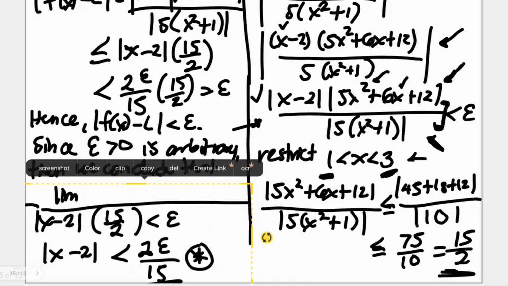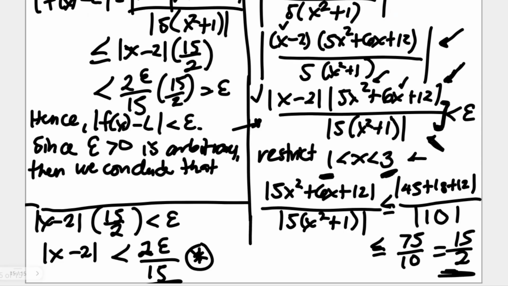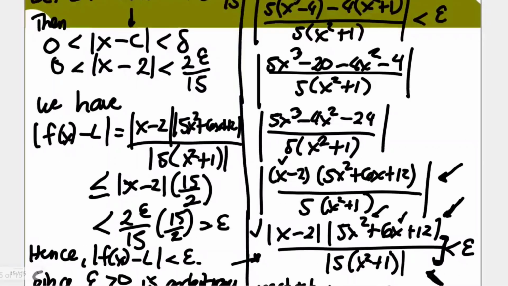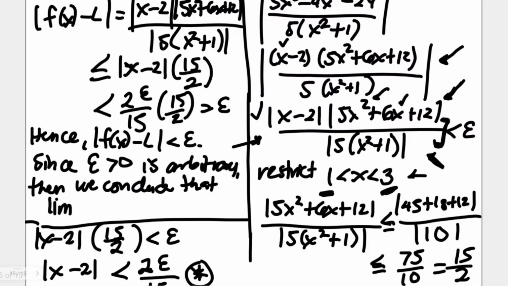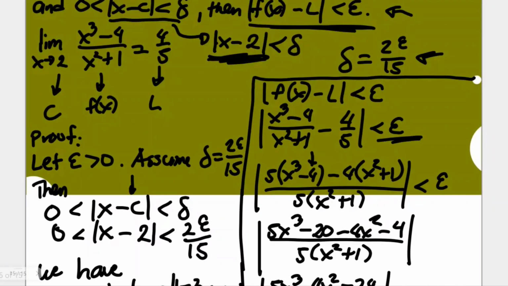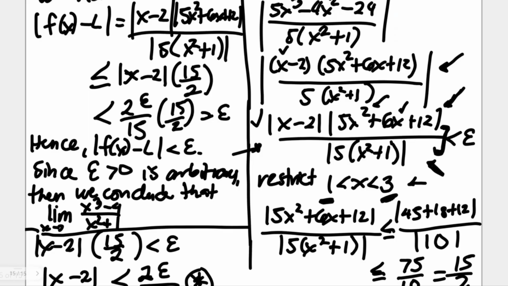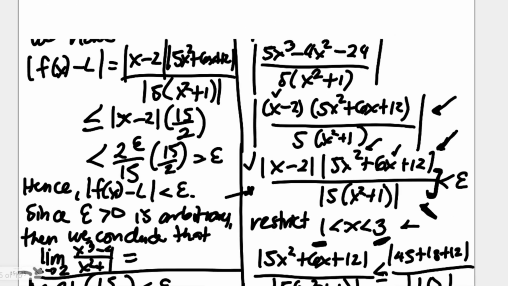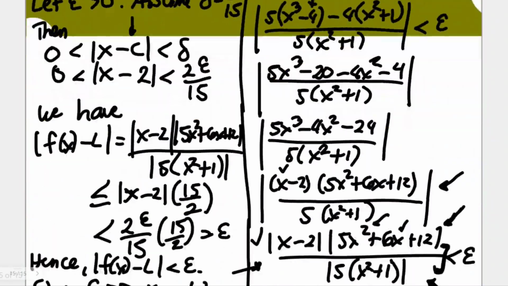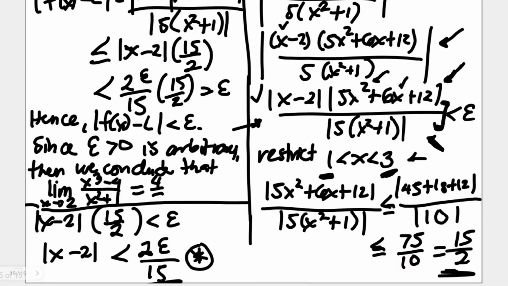Just like that. So you will have the limit of our given function, x cubed minus 4 over x squared plus 1, as x approaches 2, is equal to our final limit, which is 4/5. So we are done establishing the proof of this. And take note, the idea of restriction was introduced here because this is too complicated.